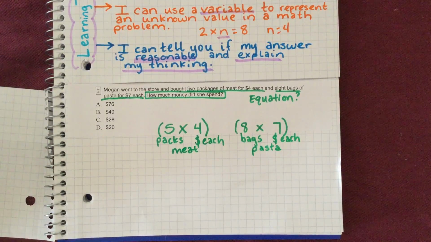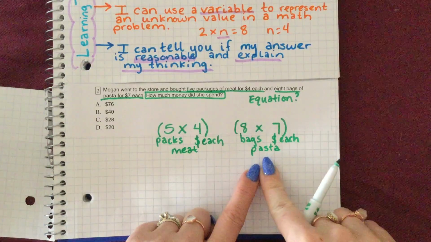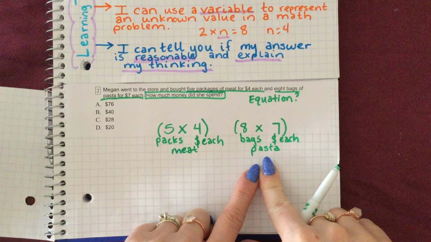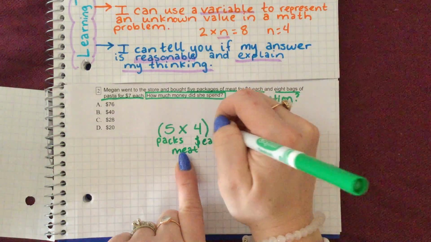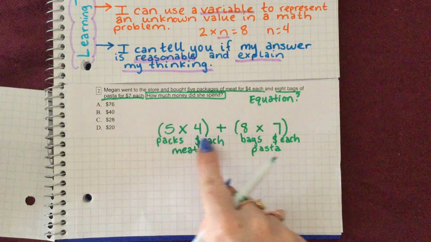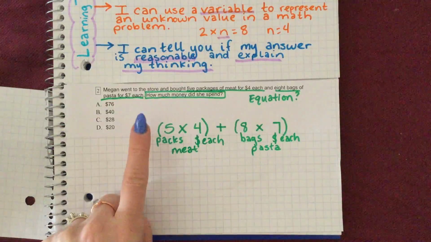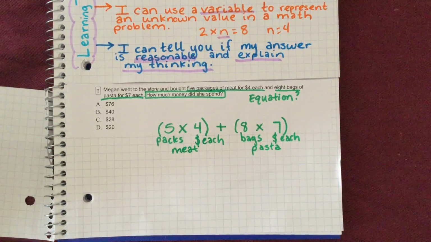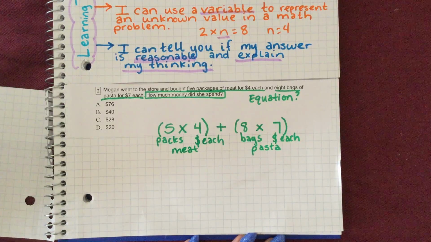All right, and here we go. So if we're taking the meat and the pasta, what operation tells us that we're taking this and this? That's right. It's addition. So this whole thing is the equation that's going to help us solve for how much money she spent. So pause the video, solve it, come on back to see if you're right.